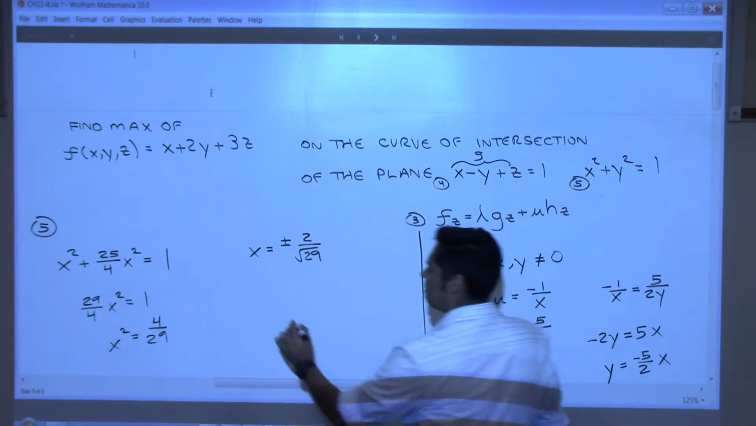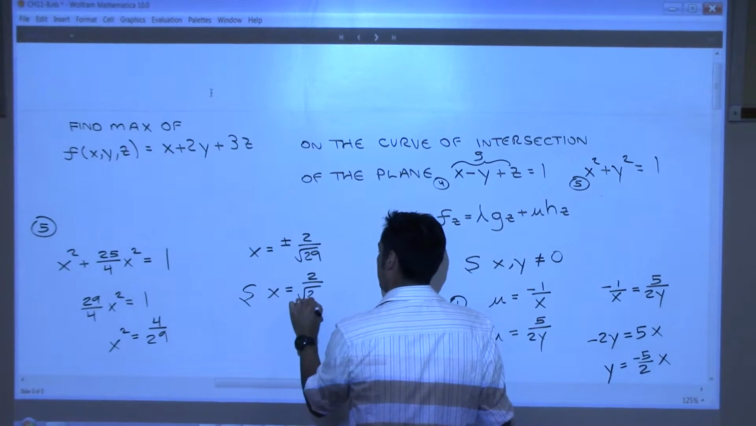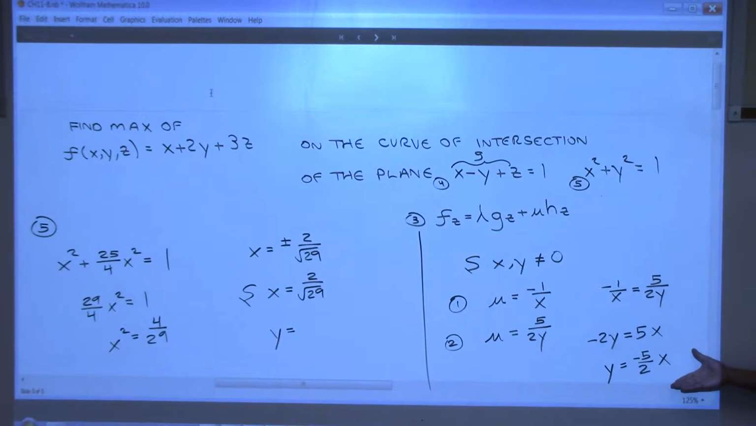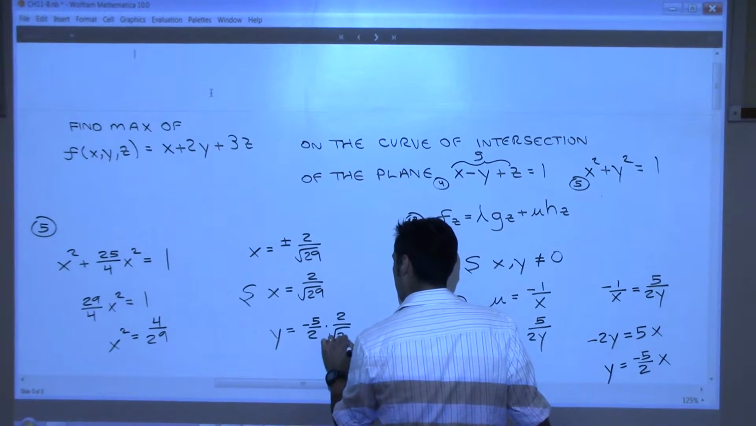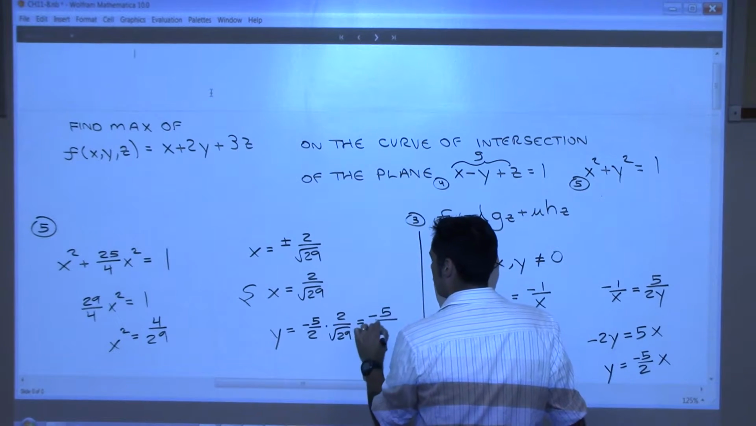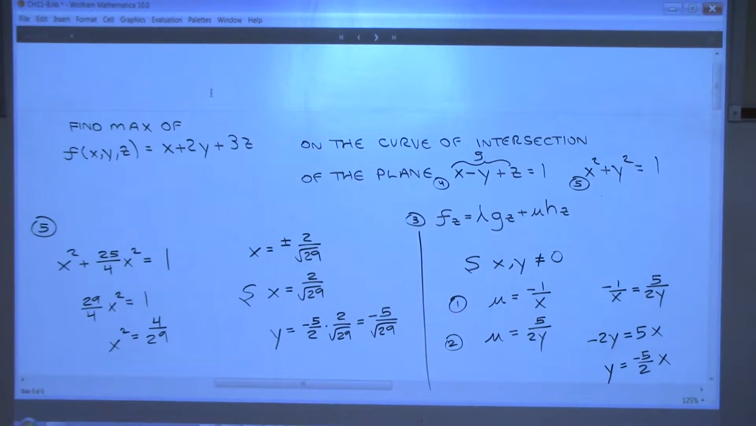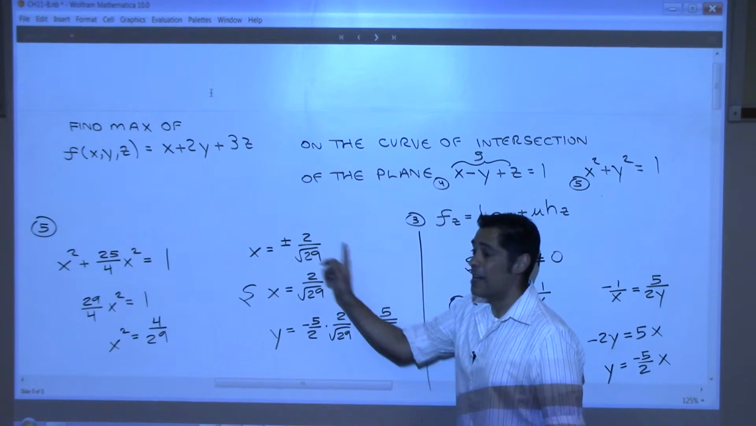So suppose x is positive 2 over root 29. What's y going to be then? It's right here, right? So what would happen if I do that? I do negative 5 halves times 2 over root 29. I just get negative 5 over root 29, right? What's that? Negative 10 over. Yeah, I reduced it. So I have x and y.